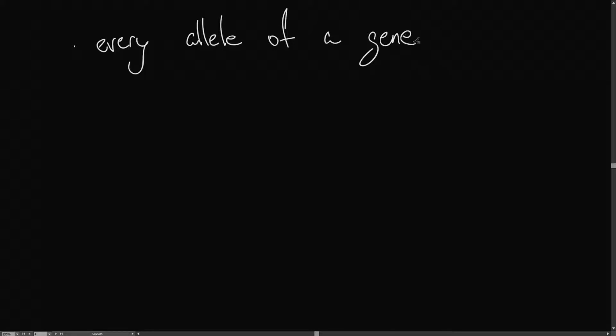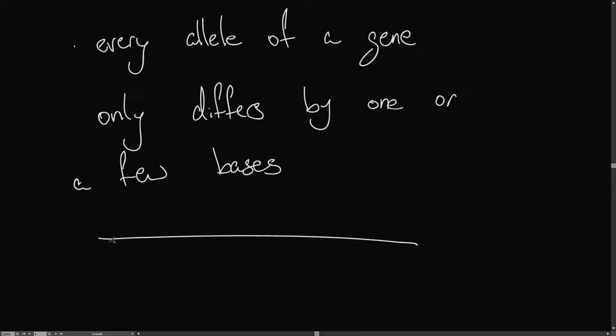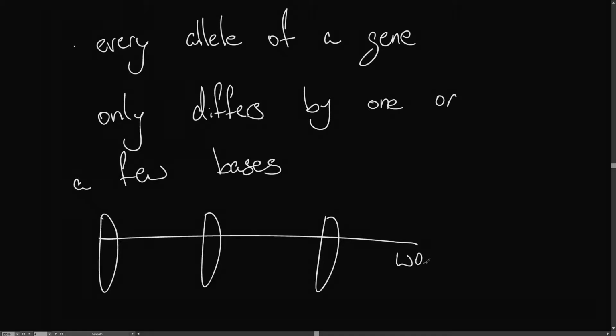And I'll write this down as a separate point. Every allele of a gene only differs by one or a few bases. So this isn't a situation where we're going to have a gene and every second, or every third position is going to be different and it's still going to be the same gene or an allele of that gene. What we're talking about is there will be a few SNPs, or maybe just one, across the gene where there will be these differences and it will still work as an allele.